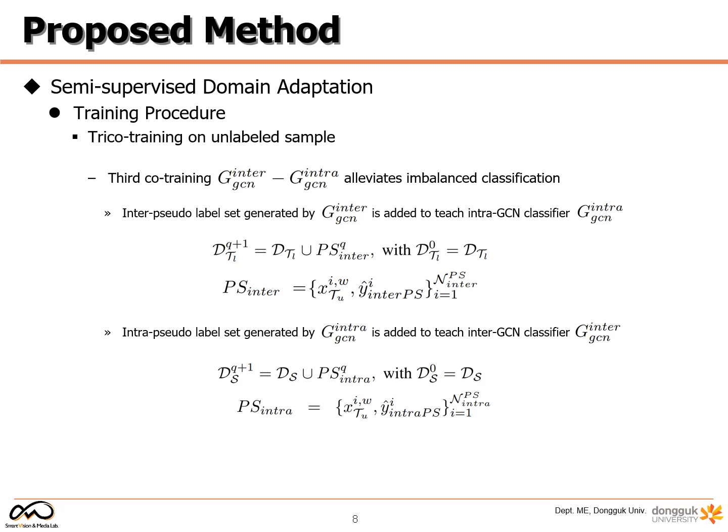Then, the third co-training strategy is proposed to alleviate the imbalanced classification. I use pseudo-labels generated by the inter-ZCN classifier to teach the intra-ZCN classifier, and then the pseudo-labels of the intra-ZCN classifier are also used for training the inter-ZCN classifier.